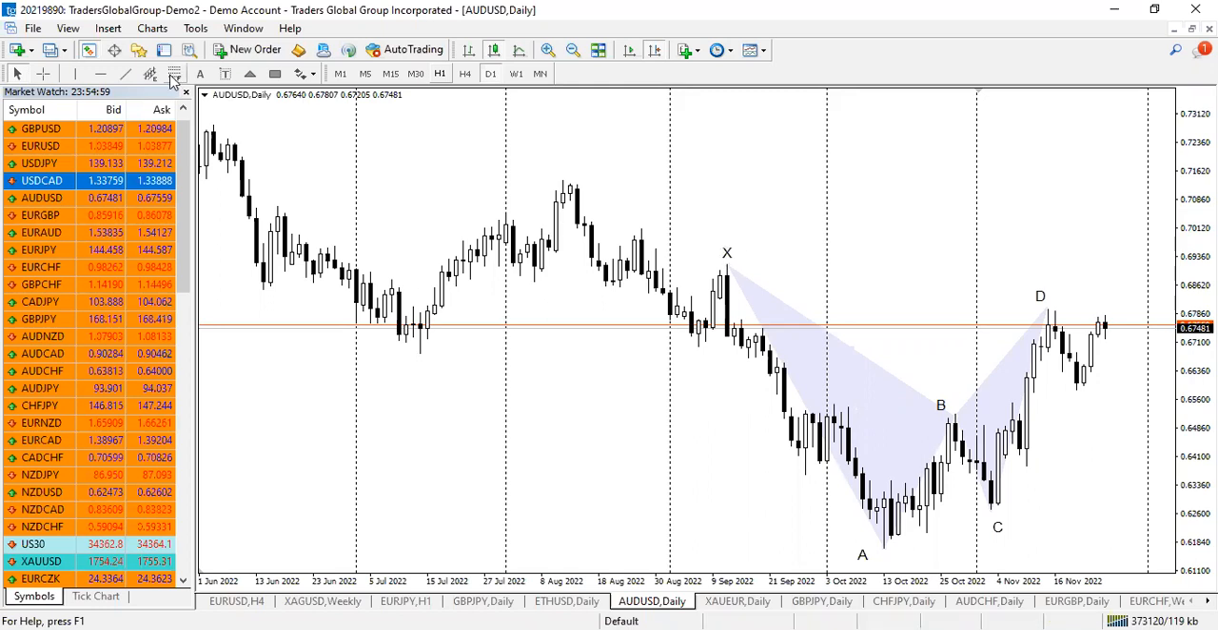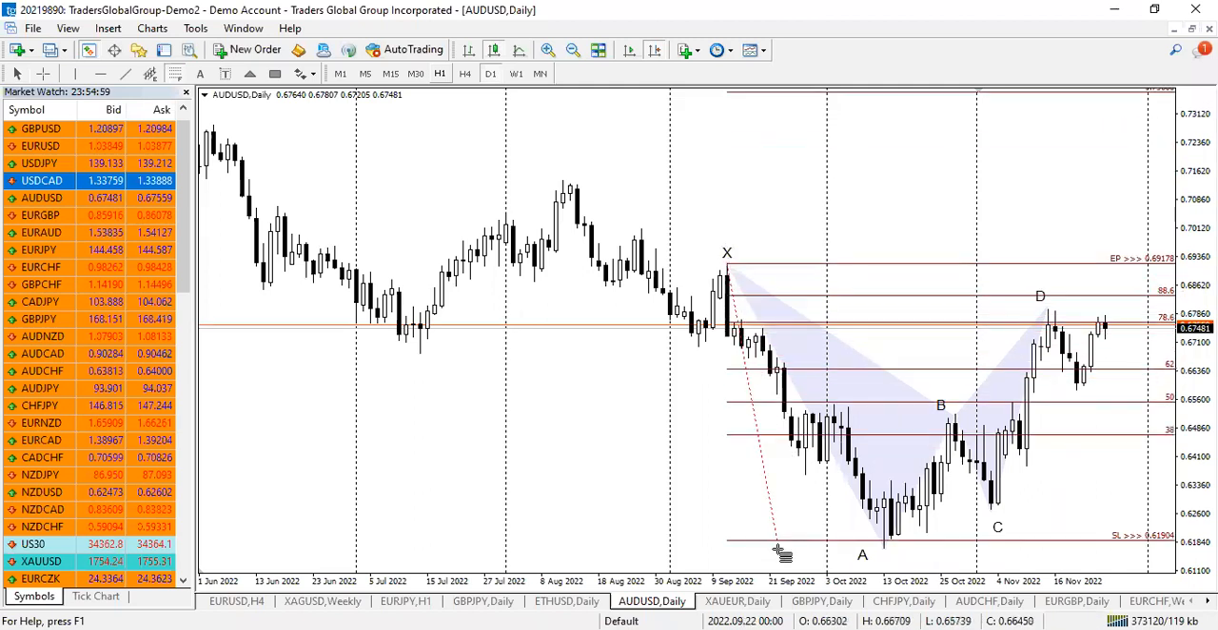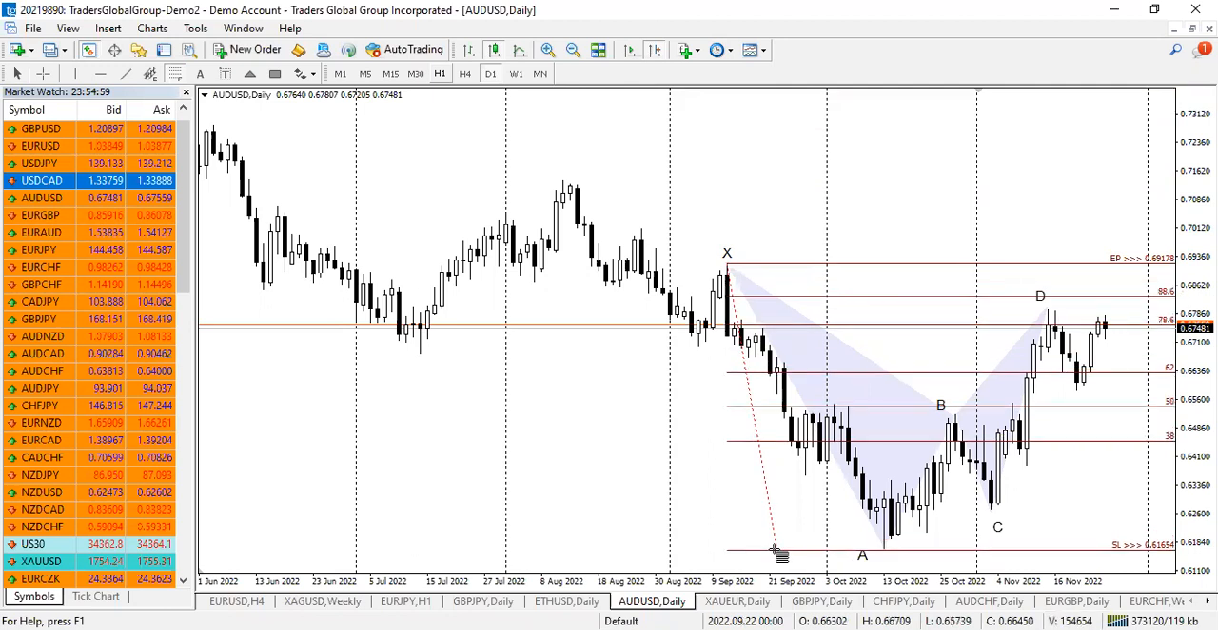So now I pick up my Fibonacci and I pull from this point down to my X leg. And when I pull down to my X leg, what do I have right there? Fellows, what do I have right there? At what point is the market breaking a D?